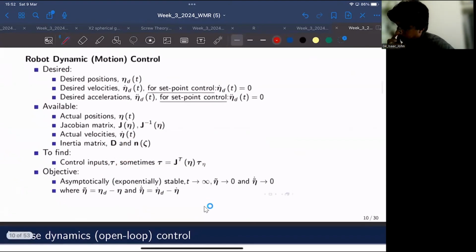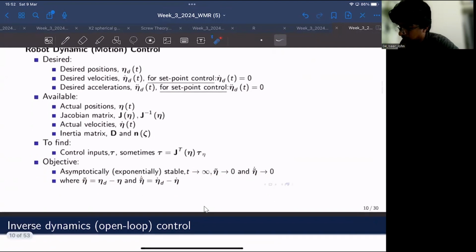Again, how do we do that? Our objectives are similar to the kinematics case. Our objective is that the system should be asymptotically stable. For example, as time tends to infinity, the position error eta tilde should be 0, and the velocity error eta tilde dot should also be 0. So we have constraints on position and velocities, where eta tilde is eta desired minus eta, and eta tilde dot is eta desired dot minus eta dot.